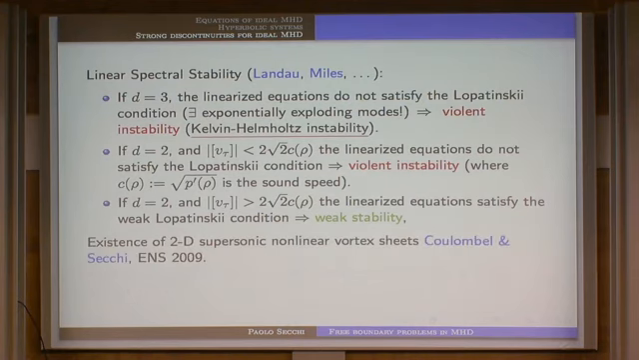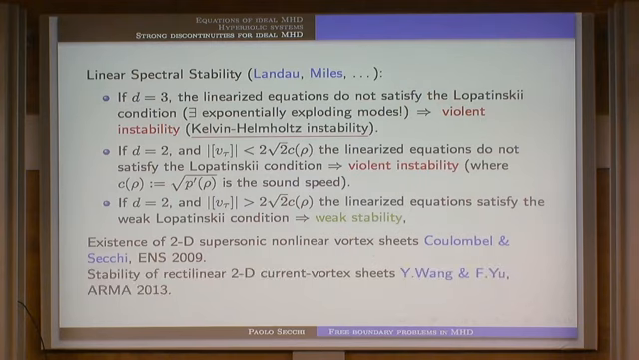Okay, this is the problem that we had studied in a joint paper with Jean-François Coulombel, where we proved the existence, for the second case of weak stability, of the solution for the nonlinear problem. And the analysis for the linearized problem was extended by Yaguang Wang and Fang Yu to rectilinear 2D current vortex sheets.